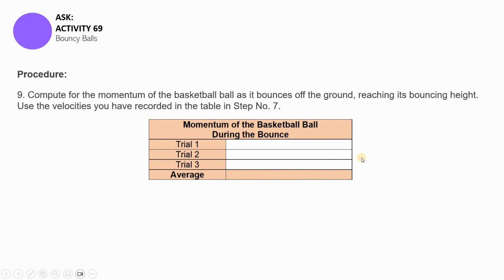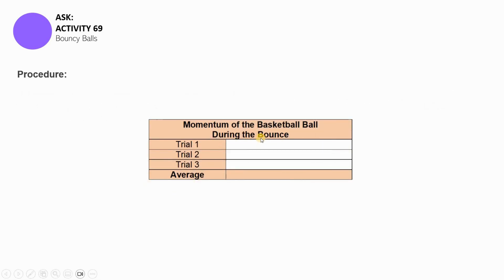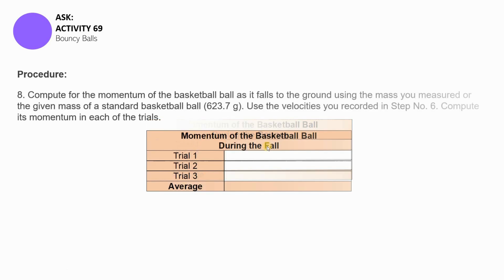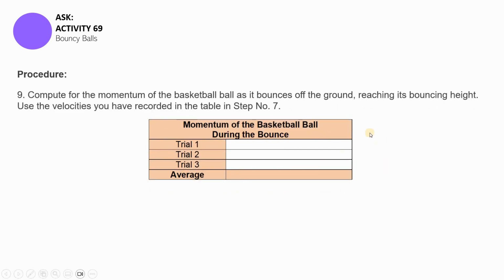Next one, compute for the momentum of the basketball as it bounces off the ground, reaching its bouncing height. Now use the velocities you have recorded in the table in step number 7. Now I'm sorry, this is still during the bounce. Ay, no, no. Ay, tama pala siya. During the bounce na to. Yung kanina, during the fall. Ito naman, during the bounce. Hindi ko lang siya na bigyan na, ng effects. But, yeah. Ito naman yung momentum ng bola nung nagbabounce na siya, yung from the ground pataas.